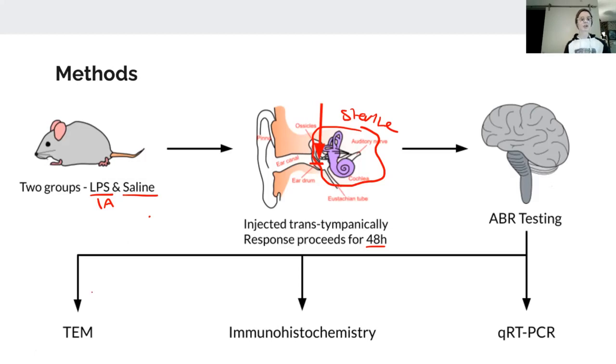And then we're going to sacrifice these mice and harvest them. And we're going to do 3 things with that material. We're going to test with qRT-PCR the levels of mRNA in these cells in the cochlea. We're going to do immunohistochemistry on the cells of the cochlea, looking at different proteins and where they're found, and in what amounts. And then, just to really hammer it in, we're going to take a very close look at this inner ear microstructure with transmission electron microscopy, right? With a TEM. And so these are the 3 things we're going to do.